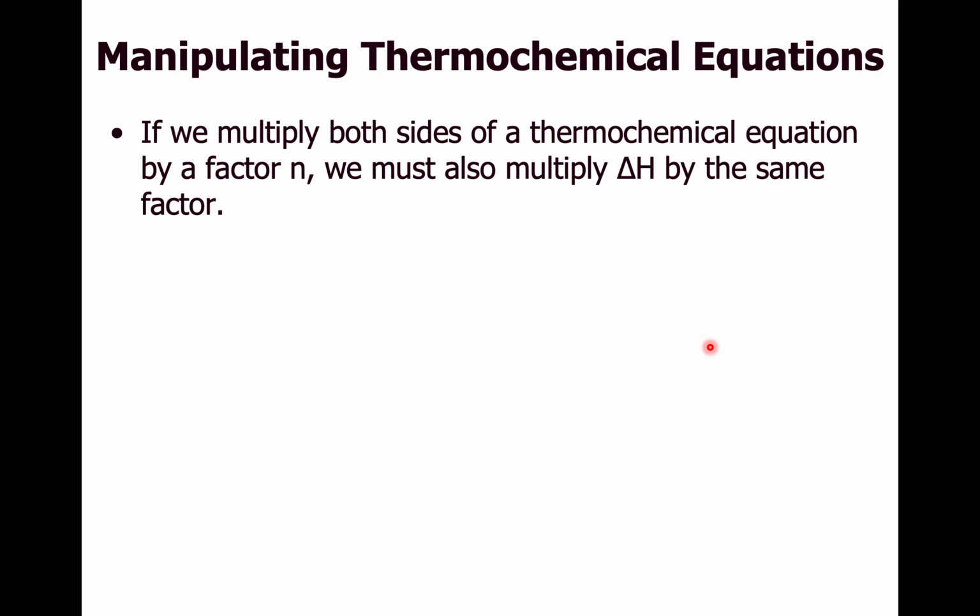First, we need to talk about manipulating thermochemical equations. If we multiply both sides of a thermochemical equation by a factor n, we can also multiply delta H by the same factor. And this makes a lot of sense. So here we have 1 mole of ice melting to 1 mole of liquid water. And to do that, we have to input 6.01 kilojoules of energy.